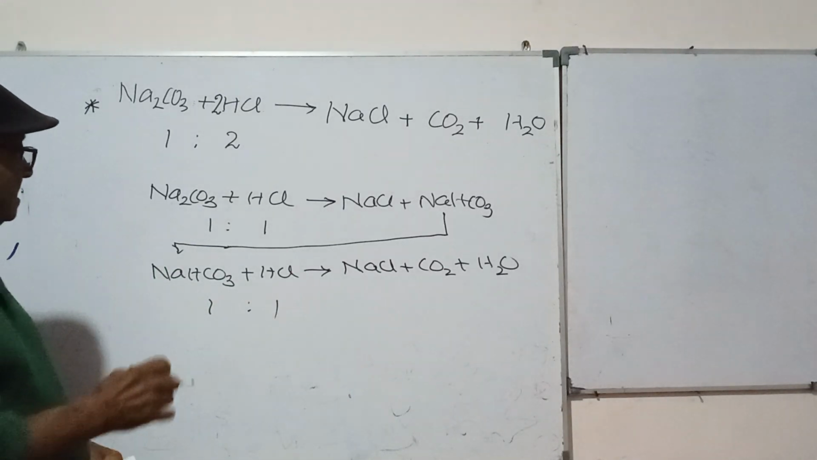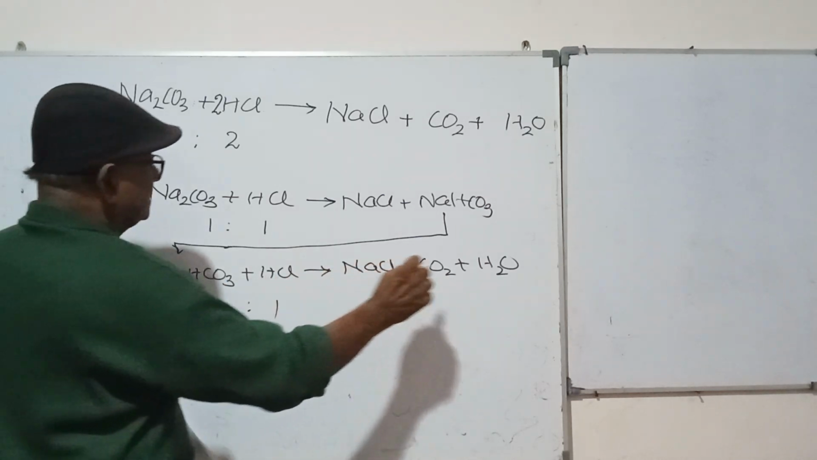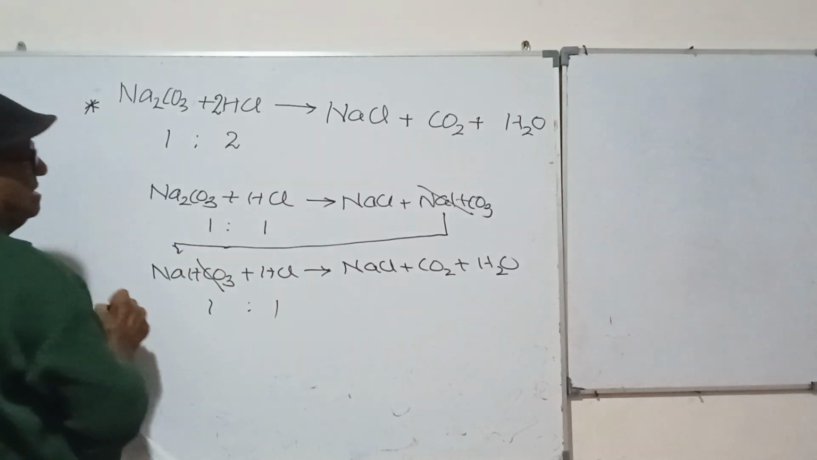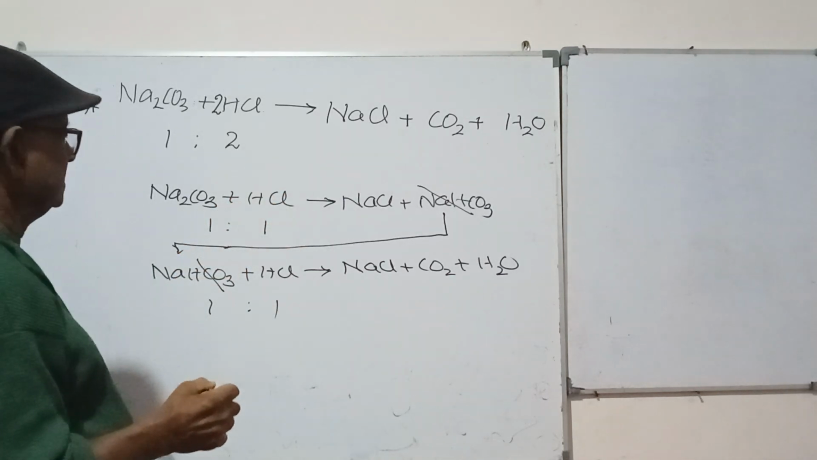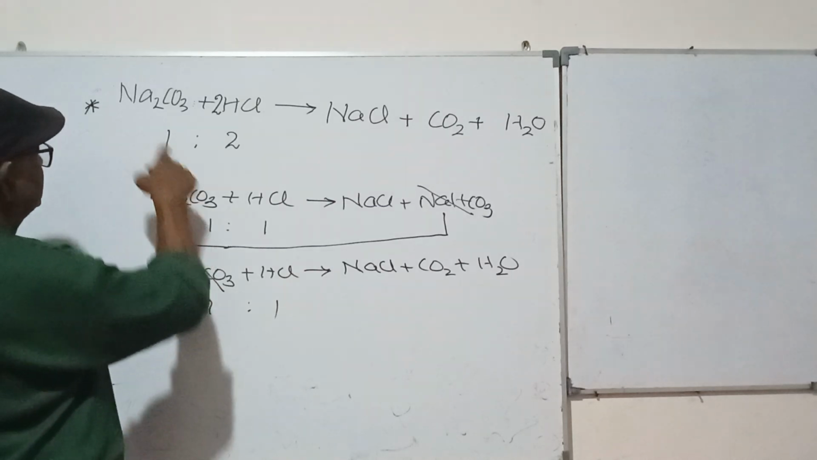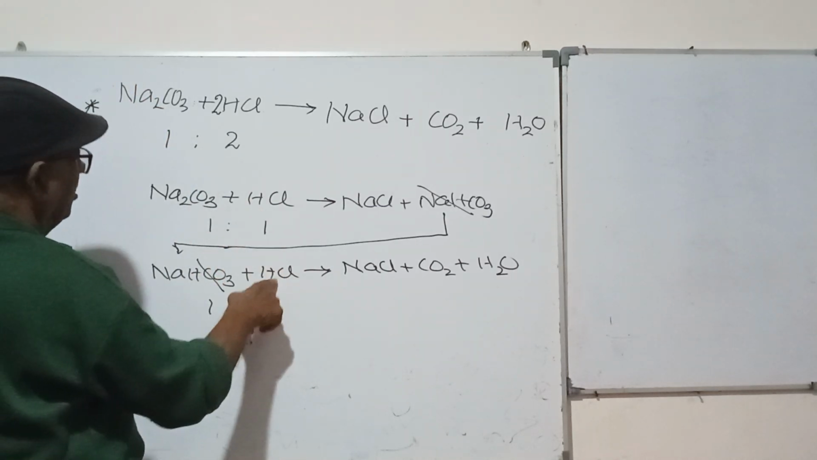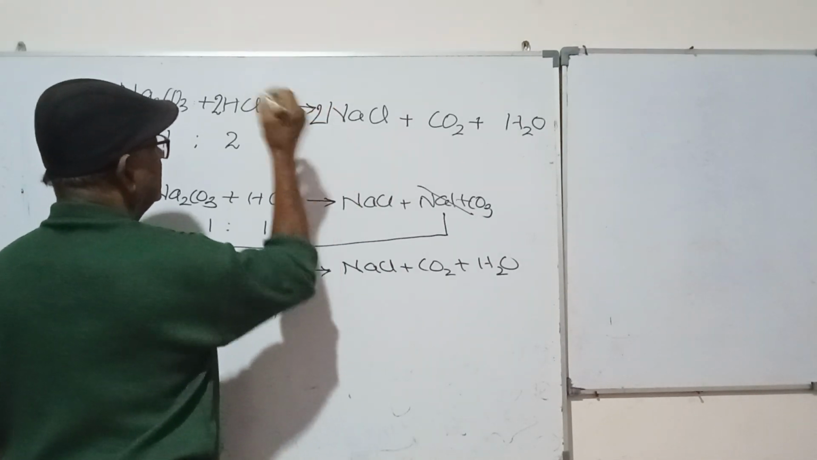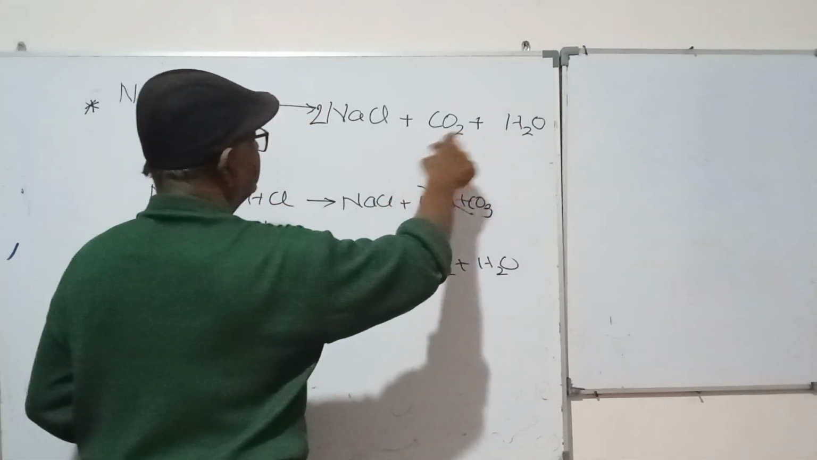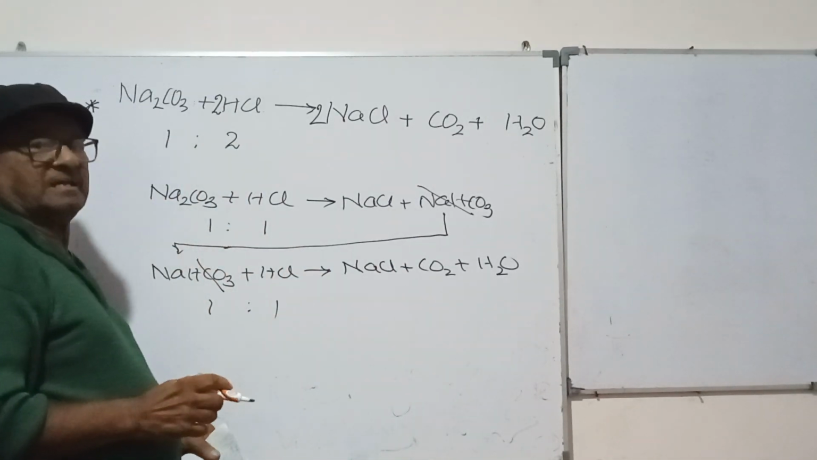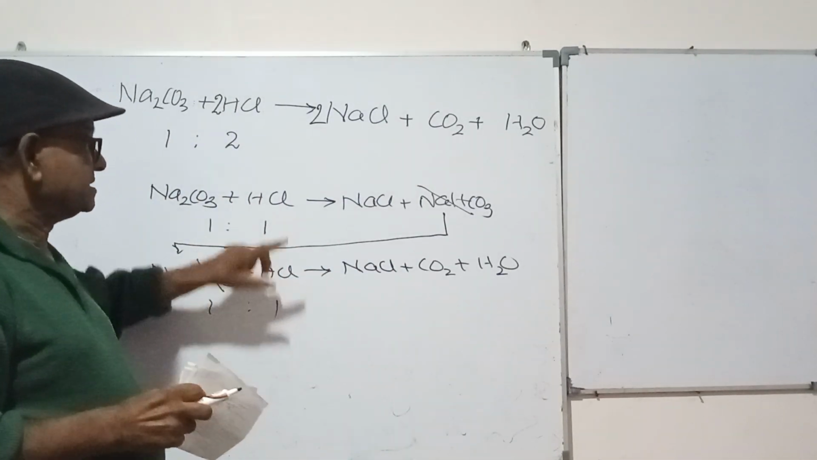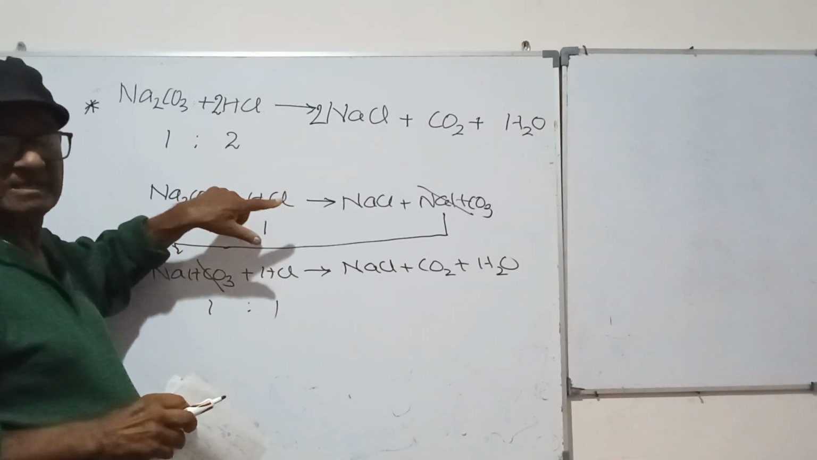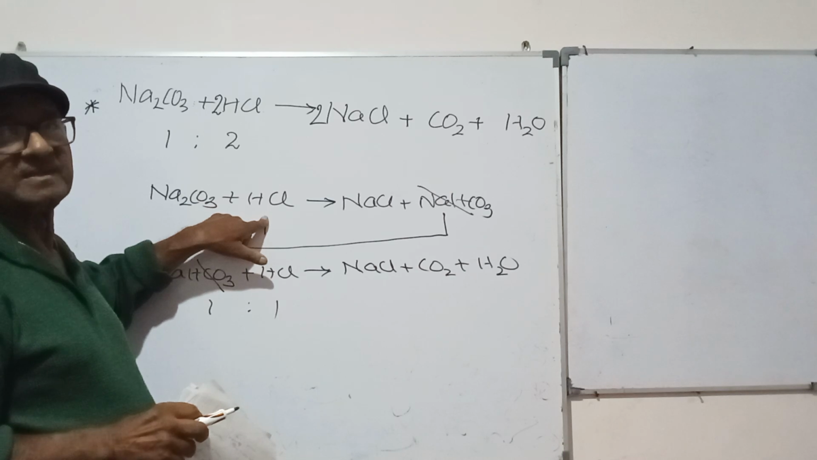Then, if we add these 2 reactions, bicarbonate cancels out because it is an intermediate compound: sodium carbonate, HCl 2 moles, form sodium chloride 2 moles here, and carbon dioxide and water. So, we must know that the full reaction occurs in 2 steps.